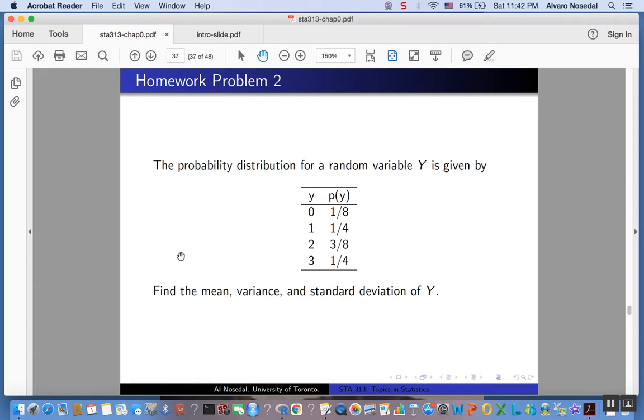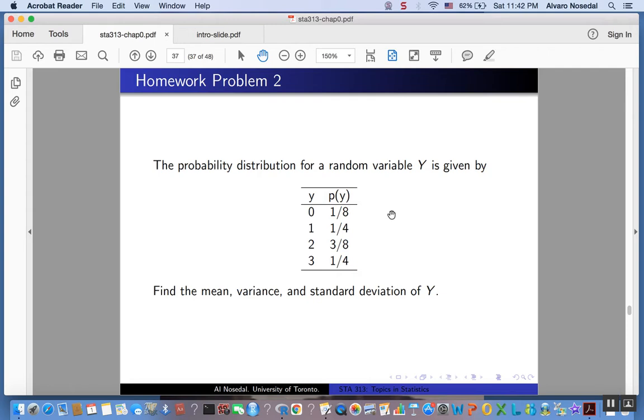So this is the first problem that I would like to solve in this video with you. We have a discrete random variable that assumes a finite number of values. The values are 0, 1, 2, and 3, and the corresponding probabilities are 1 over 8, 1 over 4, 3 over 8, and 1 over 4.